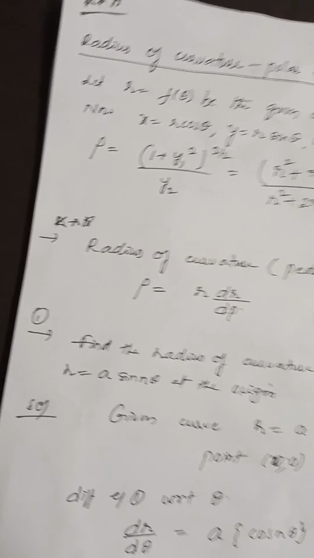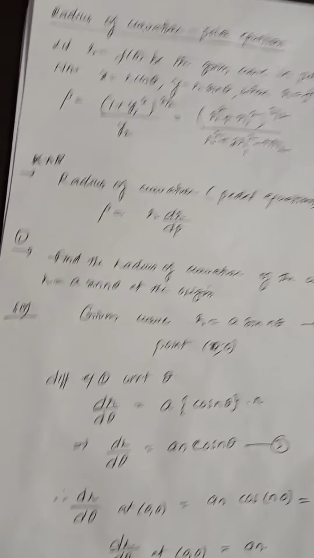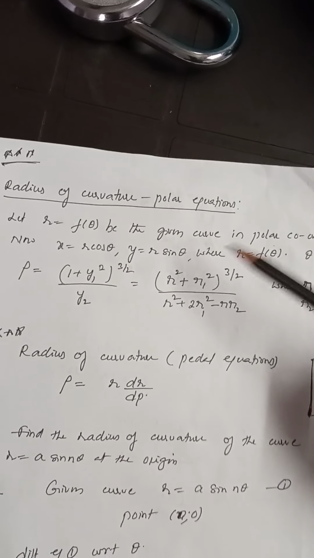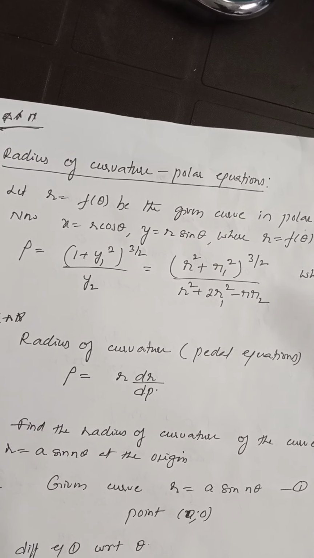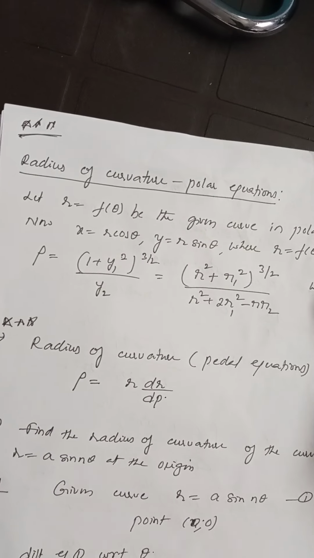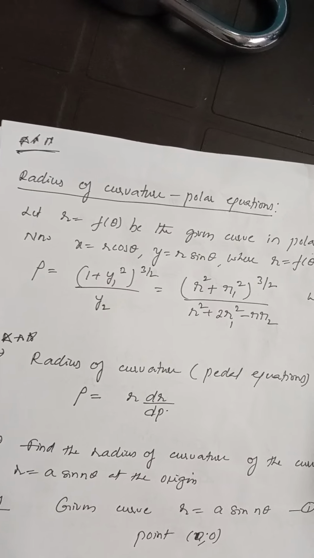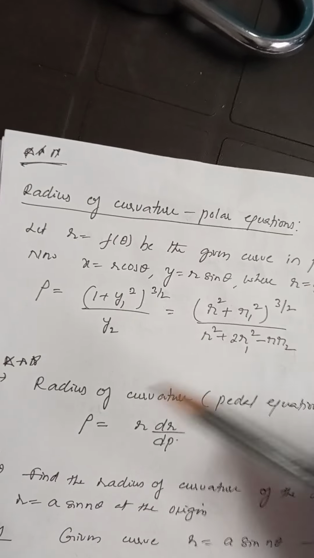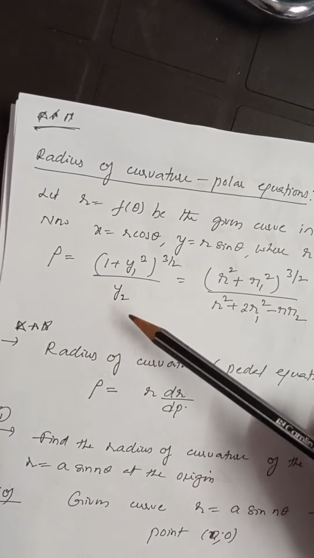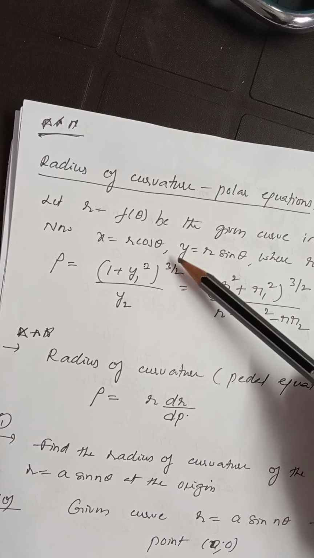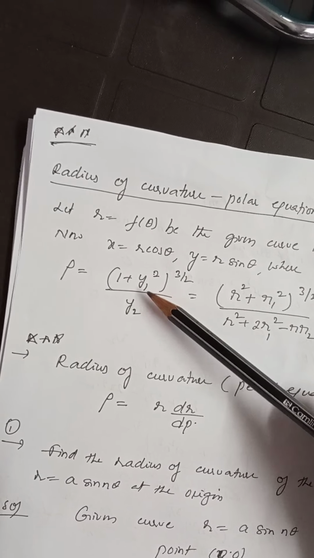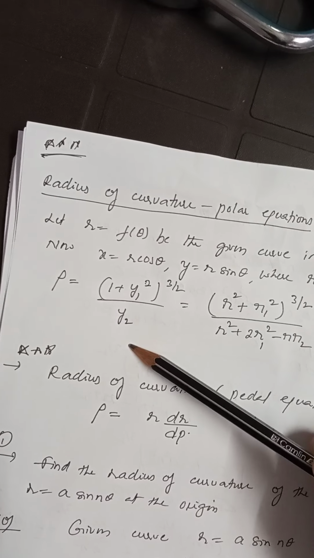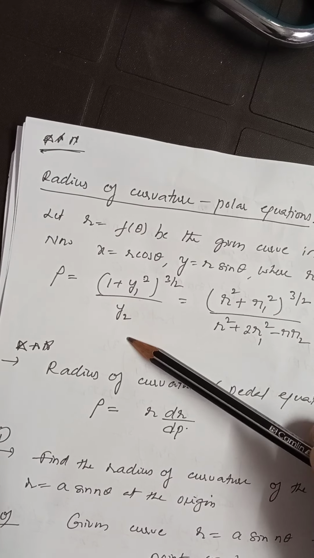Radius of curvature. The polar equations are given to you. Let r is equal to f of theta be the given curve in polar coordinates, where x is equal to r cos theta, y is equal to r sin theta, where r is equal to f of theta, where theta is the parameter. Then the rho, actually what is rho? The radius of curvature, 1 plus y1 square whole to the power of 3 by 2 by y2. What is y1? dy by dx. y2, d square y by dx square.